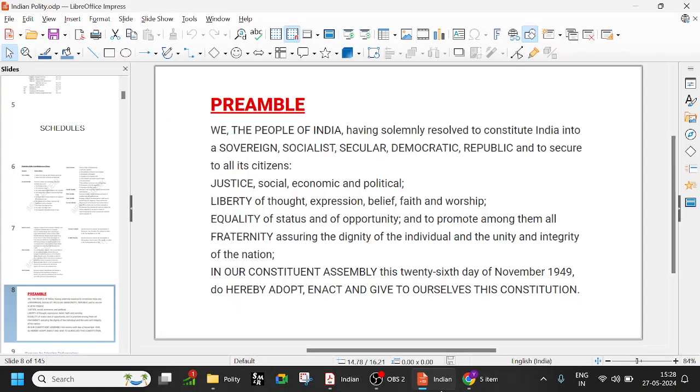CADB is the order. So justice, social, economic, and political justice, liberty of thought, expression, belief, faith, and worship, and equality of status and of opportunity, and to promote them all fraternity, assuring the dignity of individual and unity and integrity of the nation. Fine. So when was the preamble adopted? 26th November 1949. This is also frequently asked.